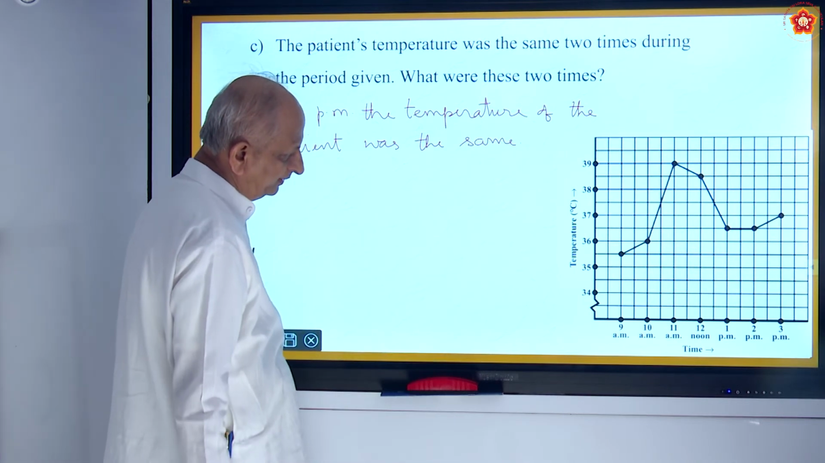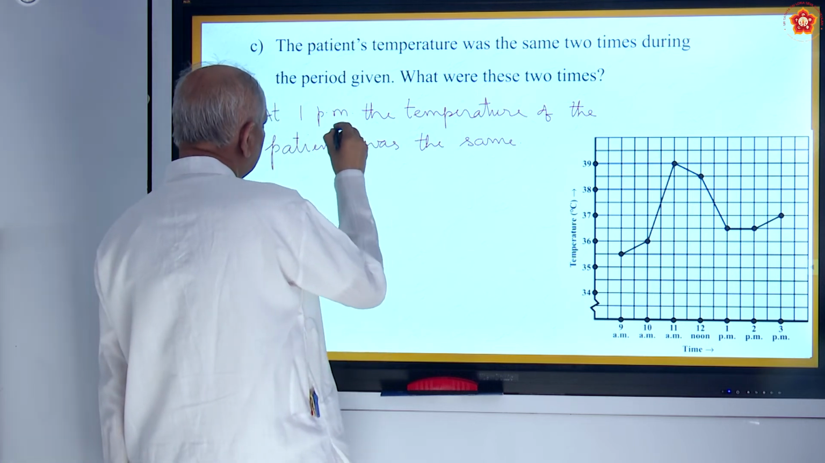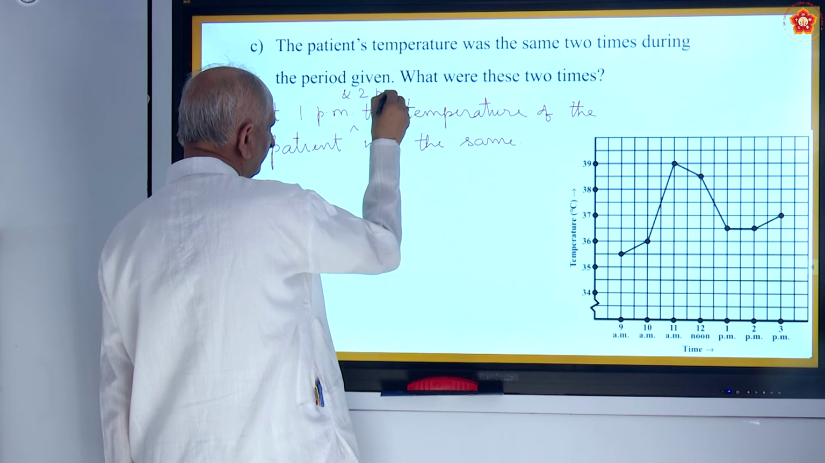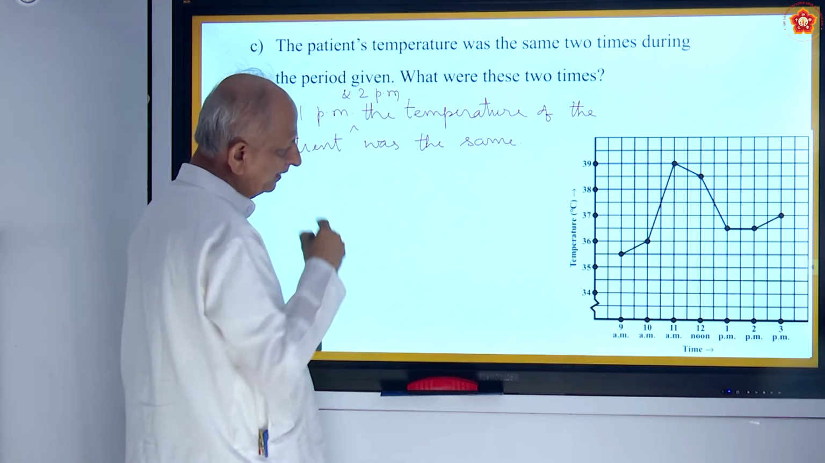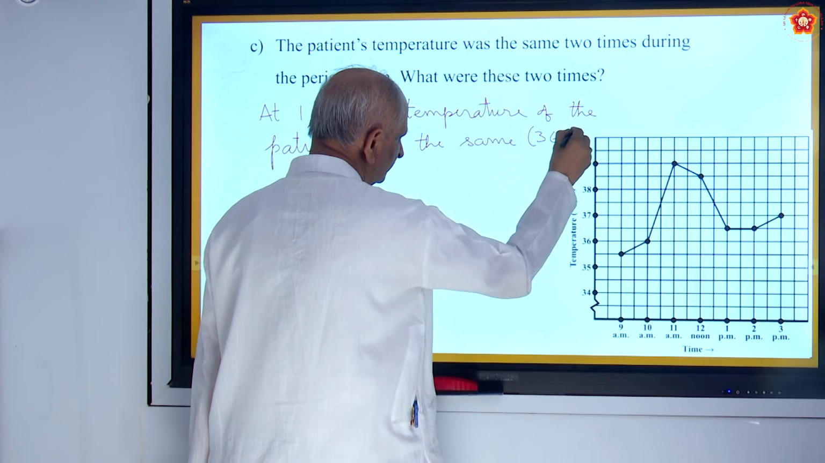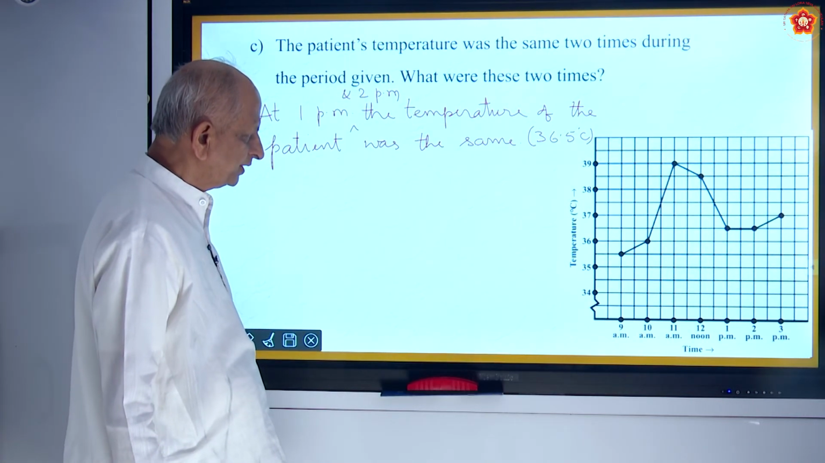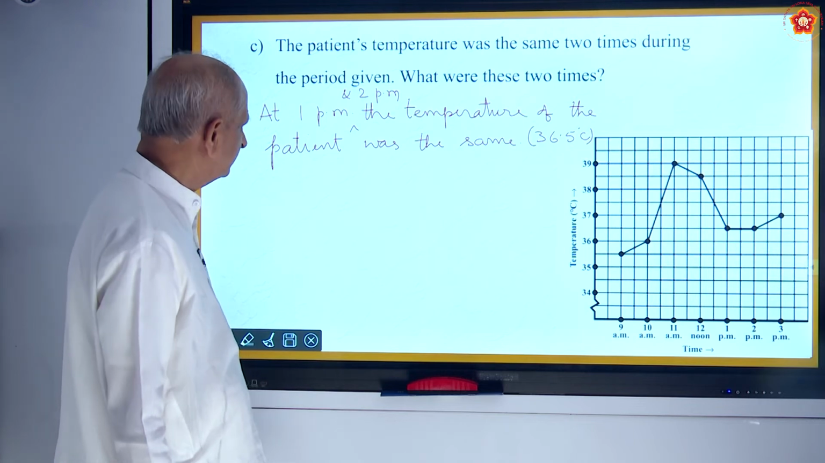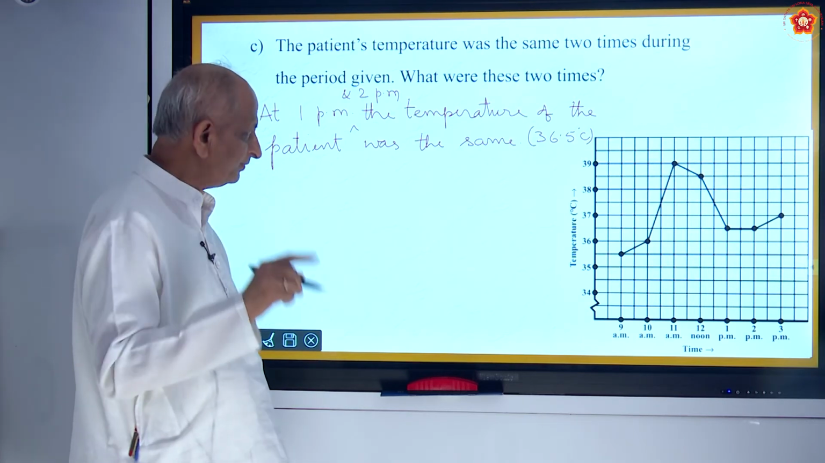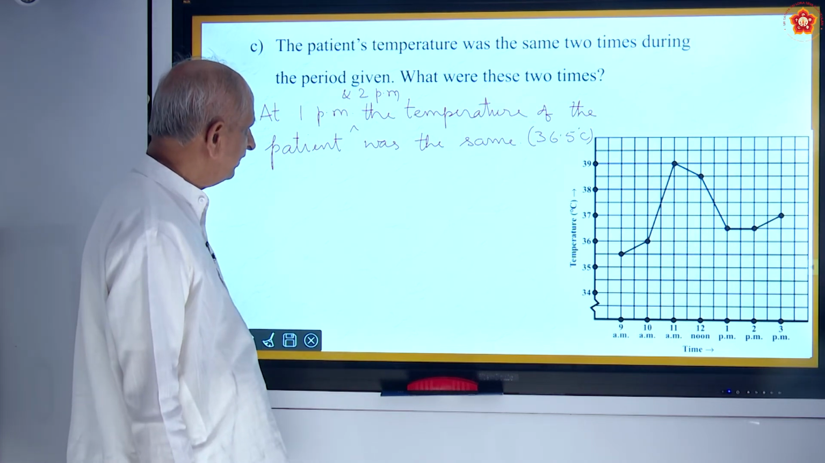What is the same temperature? 36.5 degrees Celsius at 1 p.m. and 2 p.m. So at 1 p.m. and 2 p.m. Don't forget, they are asking for 2 times. So at 1 p.m. and 2 p.m. the temperature of the patient was the same.